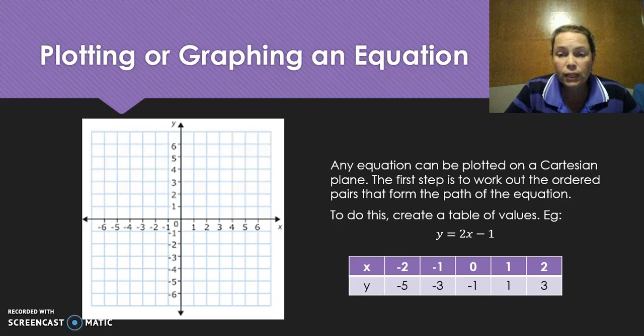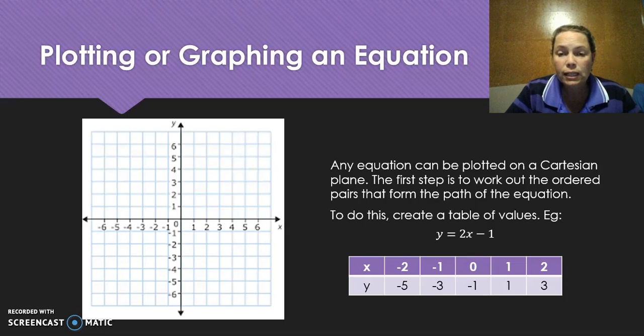So what I've done is I've chosen a number of x values. I've chosen 2 negative, I've chosen 0, and I've chosen 2 positive. So that should give me a fairly good spread across my x-axis. Now these are independent variables, our x-axis. That means we can choose any values that we want. The y value will change depending on the x value.